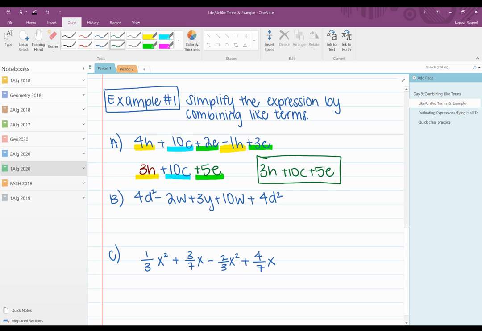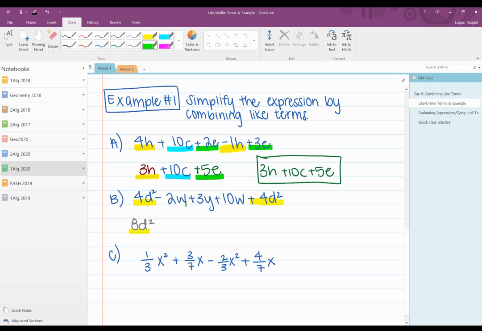Okay, let's take a look at B. I've got 4d squared minus 2w plus 3y plus 10w plus 4d squared. We're going to do the same thing here. I'm going to pick a color and highlight all of the like terms in that one color. So I've got 4d squared here. Now I'm going to look for another term that has a d squared. It's not 2w, it's not 3y, not 10w. Oh, I've got another 4d squared here. So I've got 4d squared, and then a positive 4d squared. When I combine those like terms, I get 8d squared.